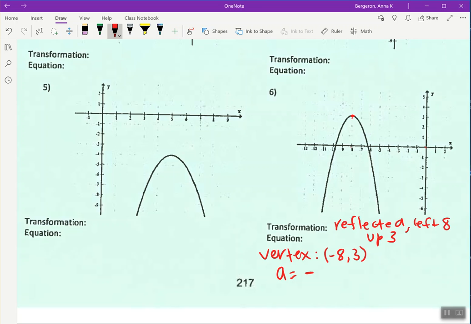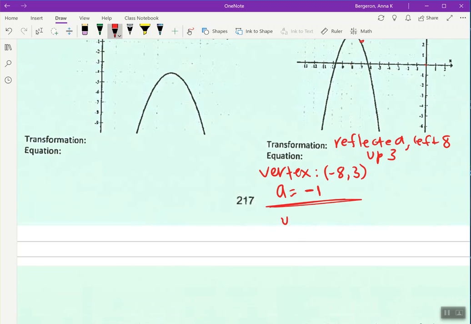And then the last piece here would be to find that a value to see if that graph stretched at all. So if I look, my graph should go over 1, down 1. So if I go over 1 and down 1, I'm still on my graph. So that just means my a value is negative 1. So these transformations help us write the pieces of information we need for our vertex form.